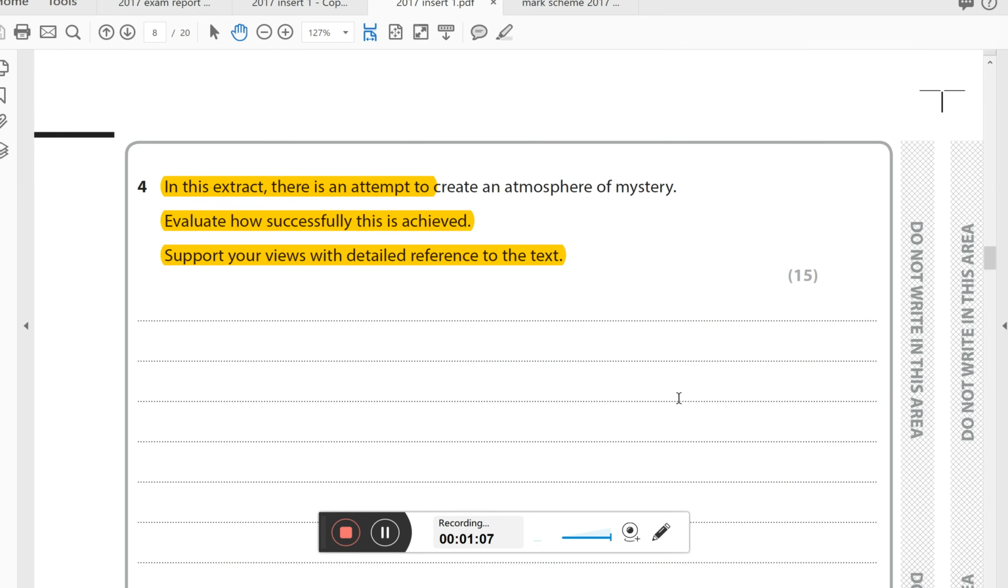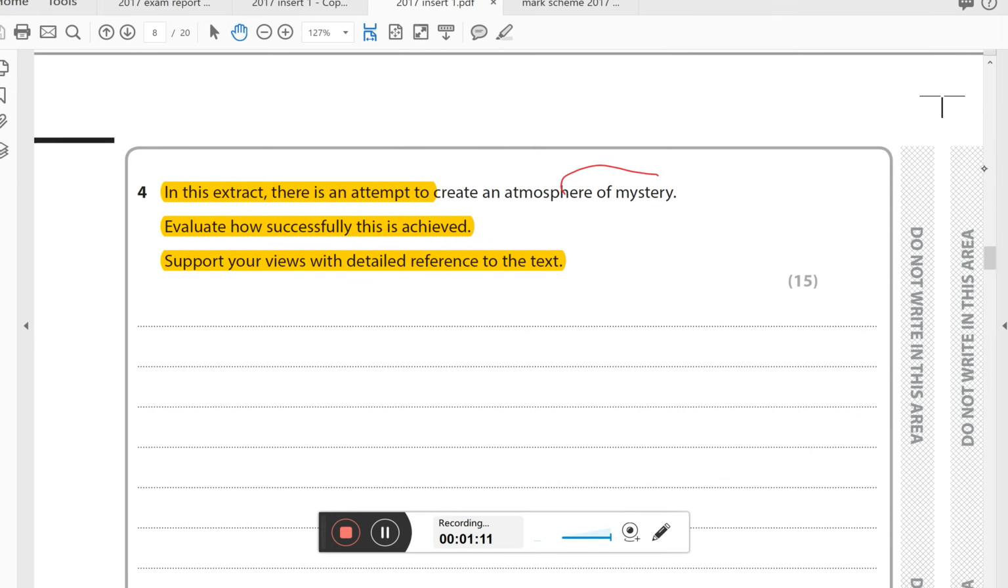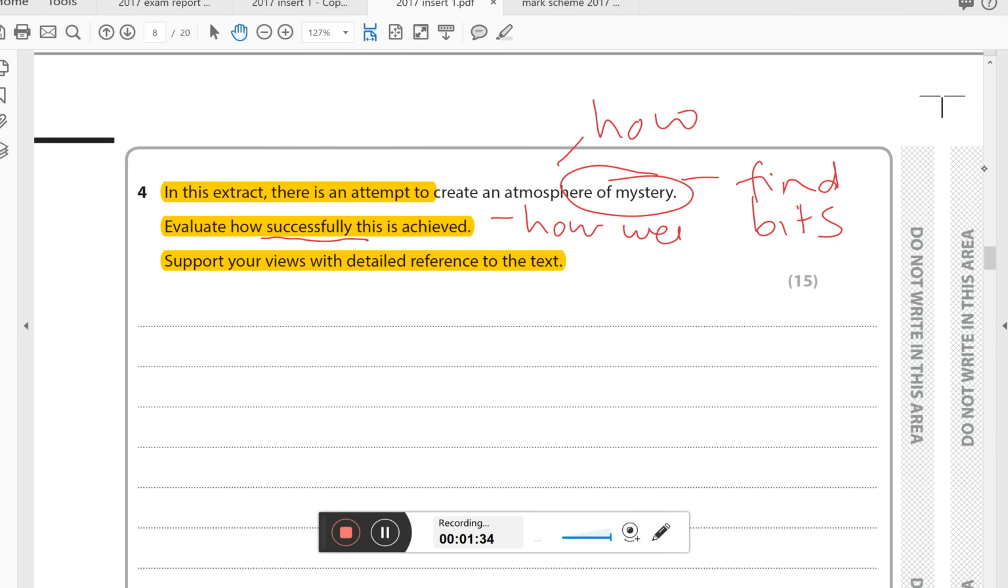So we need to look for bits that are mysterious, that create an atmosphere of mystery. So we need to find bits of the text that are mysterious or you think are trying to create mystery, and then we need to say how successfully this is achieved. So how does the writer do it? So how, and then how well.